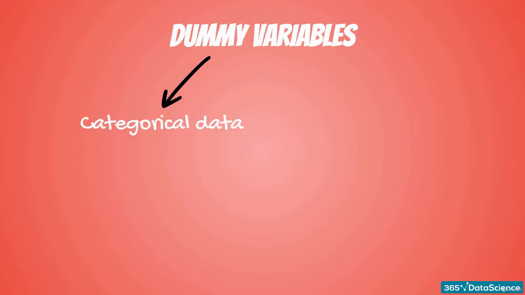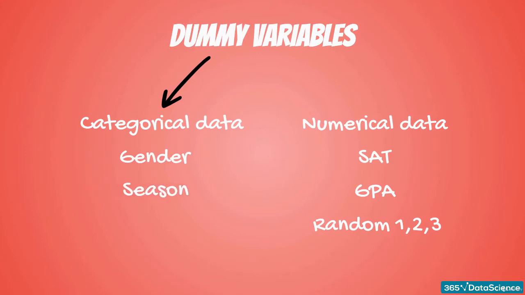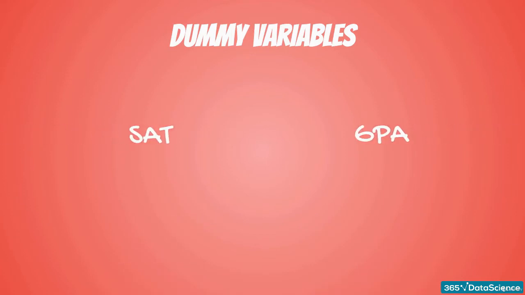So far, we used only numerical data, like the SAT score and the GPA, or the random 1, 2, 3 variable from the adjusted R-squared lesson. Now we will explore how to include variables such as gender, season, and brand into a regression we are working with. For instance, let's take our GPA prediction example that we all know so very well.